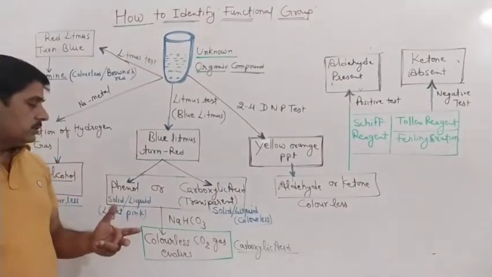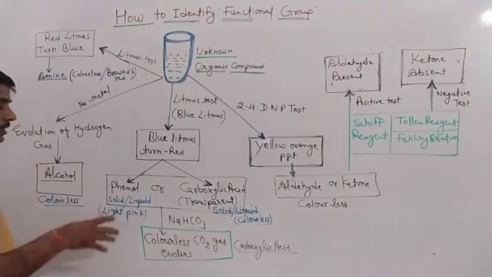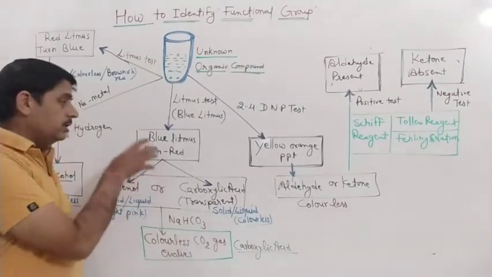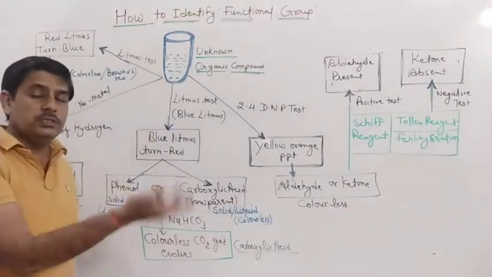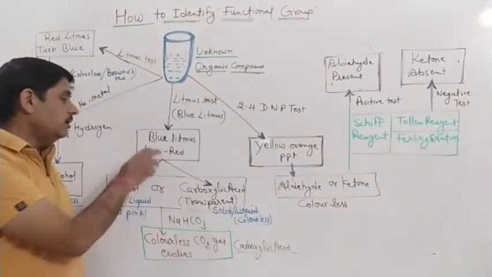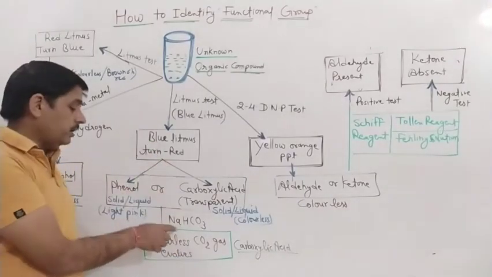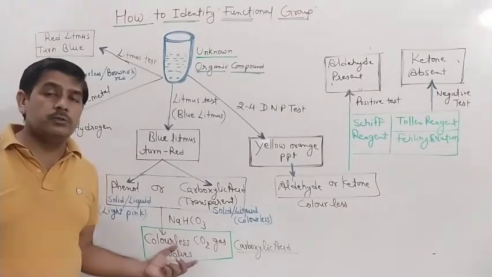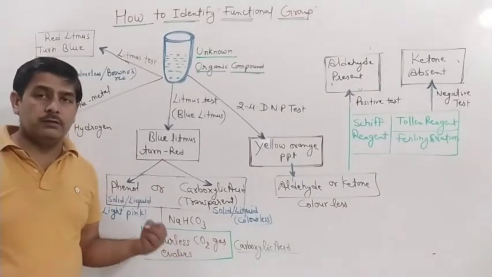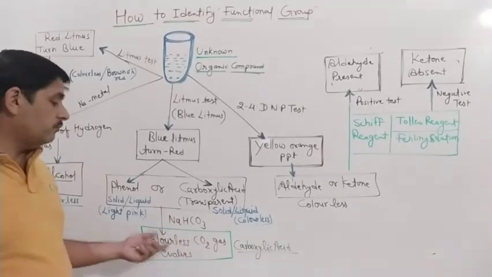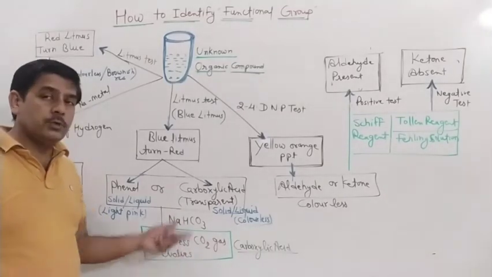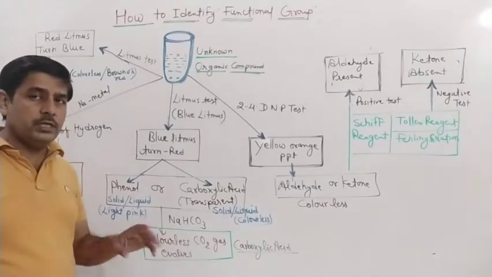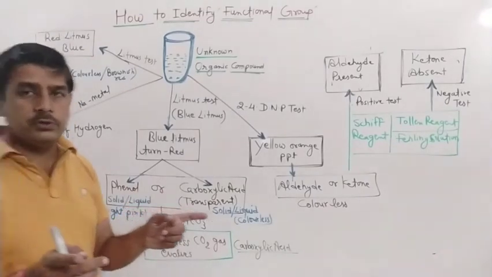There is a very simple trick for it. If you add sodium hydrogen carbonate to this solution, which has changed its color from blue to red, and it produces carbon dioxide, that is, a gas with effervescence, that means obviously it is carboxylic acid, because carboxylic acid gives this test. Phenol does not give this test. So easily you can identify phenol and carboxylic acid. And one more thing.